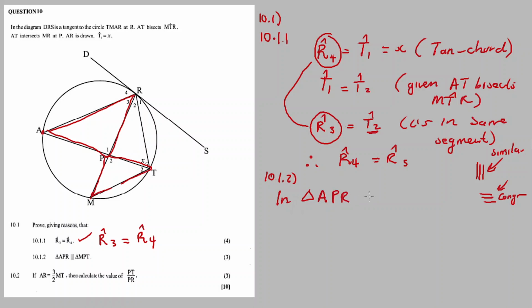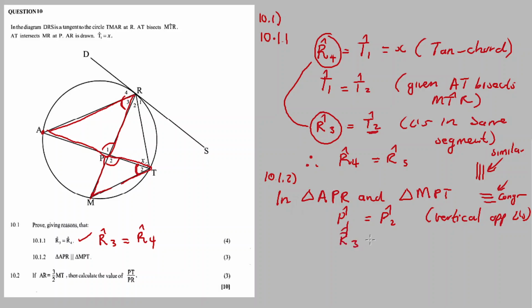In both triangles we have the following. P1 is equal to angle P2. Why? Vertical opposite angles. This angle is equal to this angle, these are vertical opposite angles. Yes? And then we show that this angle is equal to this angle, that is, angles in the same segment.